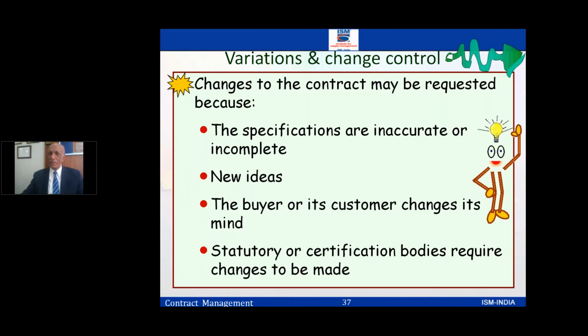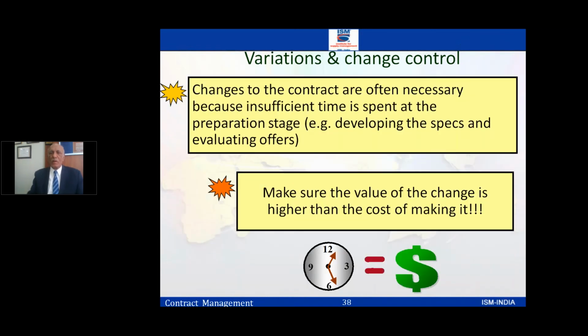So there comes the variation, the change controls. I think we discussed this already, so I can skip it. Now these are necessary, as we discussed earlier. Variations are bound to happen, sometimes for logical reasons, sometimes because of not drafting the contract properly. So you have to make sure the value of the change is higher than the cost of making it.